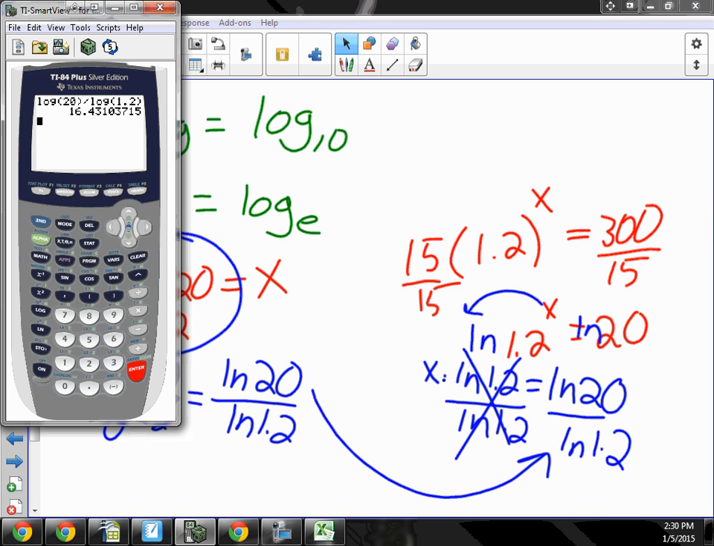Oh, and by the way, if you have one of the newer versions of the calculator, and I never bothered to do this because it takes more time, you can push math and then go up from the bottom, and it will actually let you type them in. But I don't ever do this because it takes more time to find it than just do ln 20 divide ln 1.2.